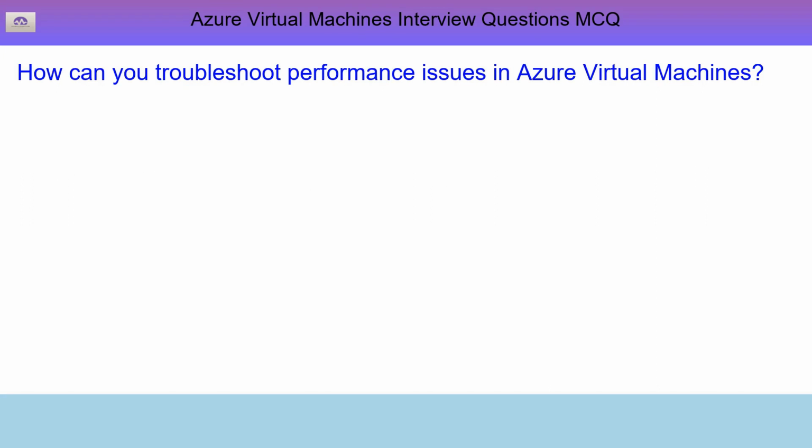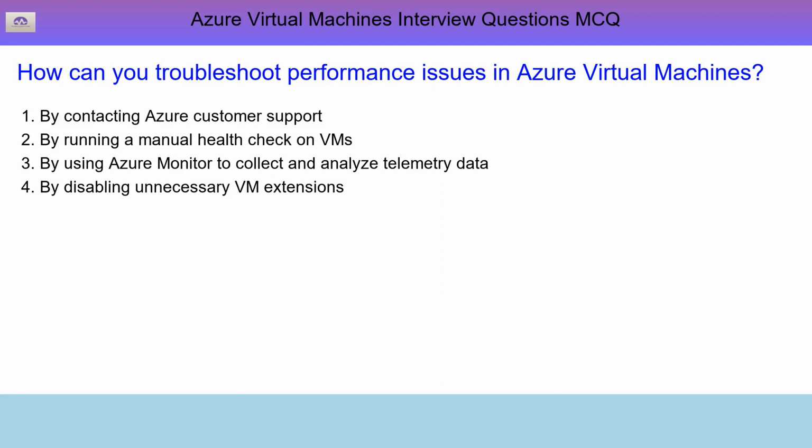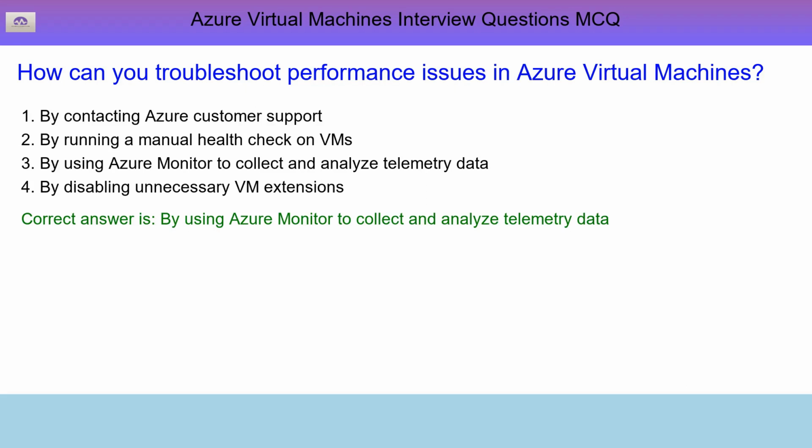How can you troubleshoot performance issues in Azure Virtual Machines? Here are your options. 1. By contacting Azure Customer Support. 2. By running a manual health check on VMs. 3. By using Azure Monitor to collect and analyze telemetry data. 4. By disabling unnecessary VM extensions. The correct answer is by using Azure Monitor to collect and analyze telemetry data.